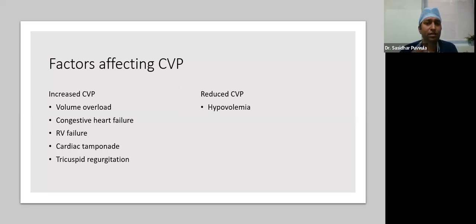And what are the conditions where CVP is low? It is hypovolemia. But CVP, as a representative of preload and as a guide to fluid resuscitation or fluid responsiveness, is not a reliable marker because it is affected by many confounding factors. And the utilization of CVP as a marker to guide our resuscitation has significantly come down in the past few years compared to what it used to be maybe 8 or 10 years back.